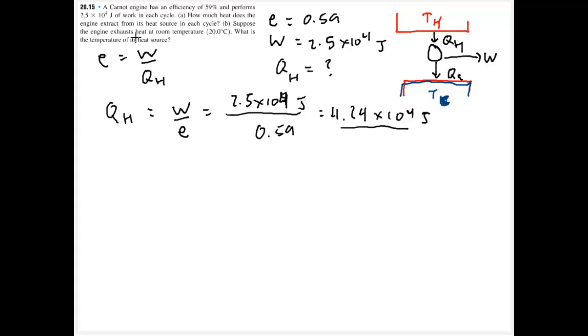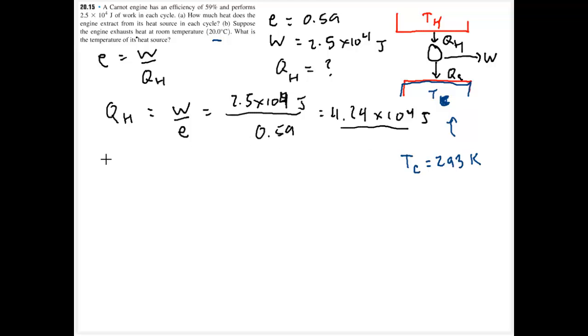Now I'm told that the engine exhausts the heat to the room temperature of 20 degrees Celsius, so that's going to be my cold reservoir. Of course, we need to work this in terms of Kelvin, so the temperature of the cold reservoir in Kelvin, simply add 273 to that, is going to be 293 Kelvin.